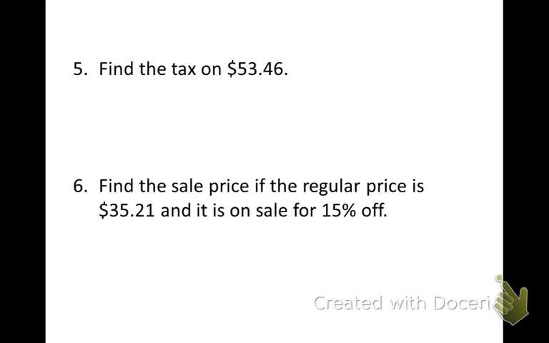Tax, we weren't given the tax rate. We'll assume we're in Indiana, so we'll say the tax rate is 7%. So this is where we're going to use the equation method. Write 7% as a decimal, 0.07, and use your calculator to multiply that. When you round to the nearest cent, you're going to get $3.74. It does say find the tax, so we're done. If it does say find the price, you need to add it on.